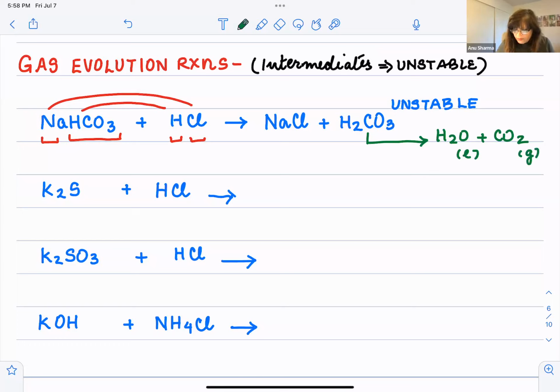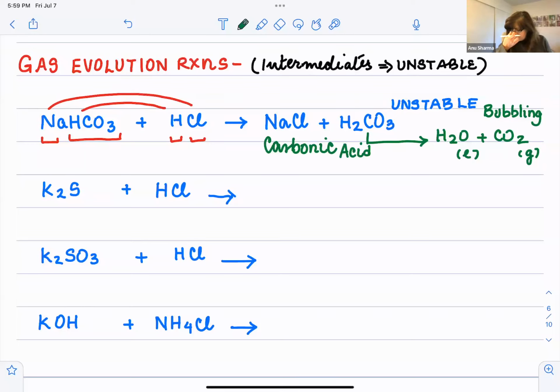So you will see bubbling in this reaction because of that. The fizzing or bubbling occurs because of the evolution of carbon dioxide, and that is due to the unstable carbonic acid. Carbonic acid is unstable. All right, so this is one piece.